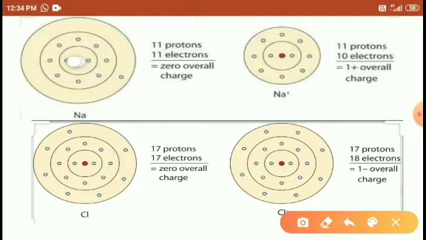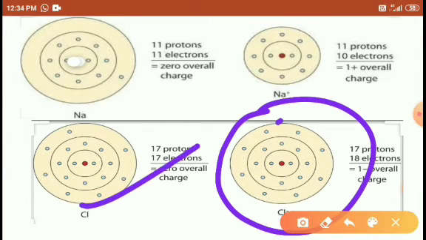Understood, friends? Or we may say the K shell electrons repulse the L shell. L shell electrons repulse the M shell. K shell repulses L shell, L shell electrons repulse M shell. So repulsion occurs here. That's why its size is larger as compared to the atom.